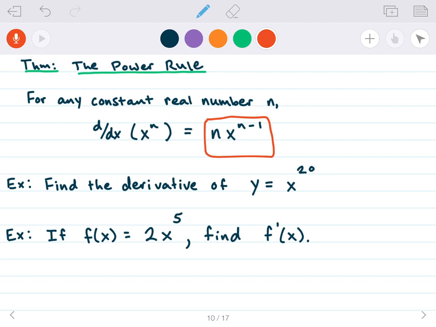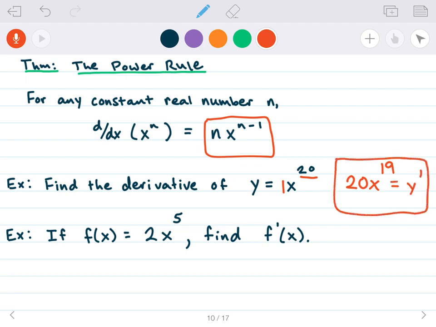The first one is find the derivative of y equals x to the 20th. This is our n, so we multiply it by the front constant, which is just 1. So we have 20 times 1 is 20. Then we subtract 1 from the exponent. So this is y prime, the derivative. See how easy that is?